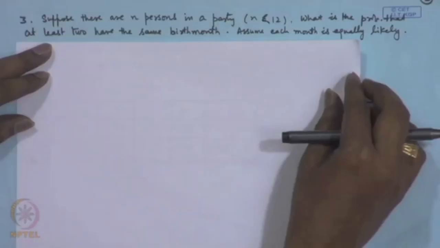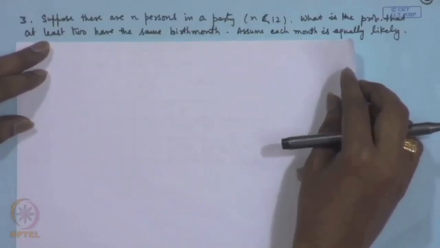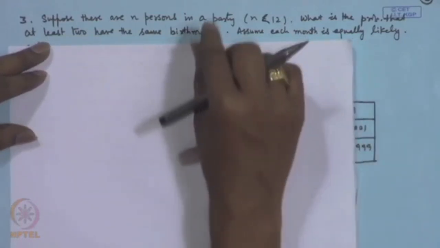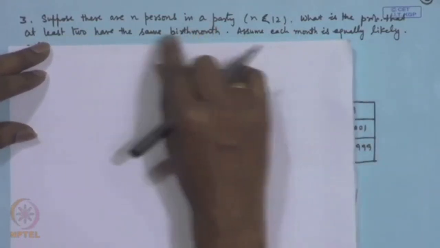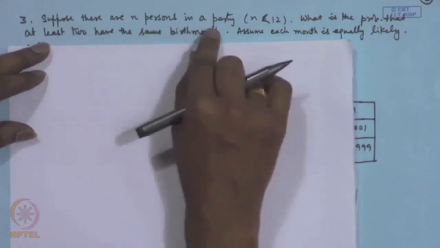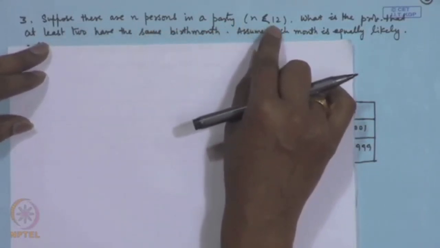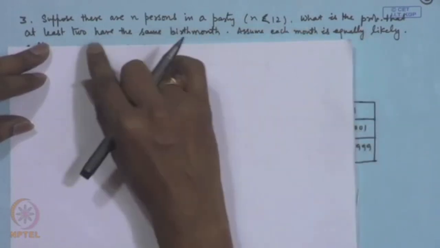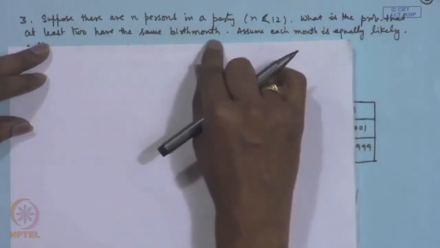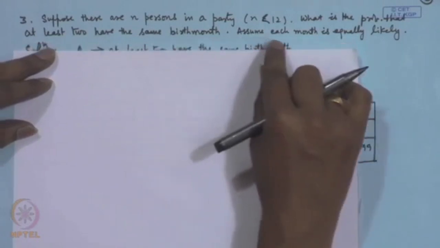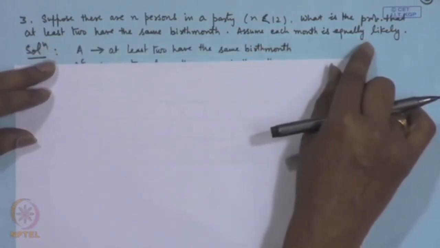Now, this is one of the famous problems which is called the birthday problem. Here we are looking at a modification of that same problem. Suppose there are n persons in a party and I am assuming the number of persons is less than 12. What is the probability that at least 2 have the same birth month? Assume that each month is equally likely.